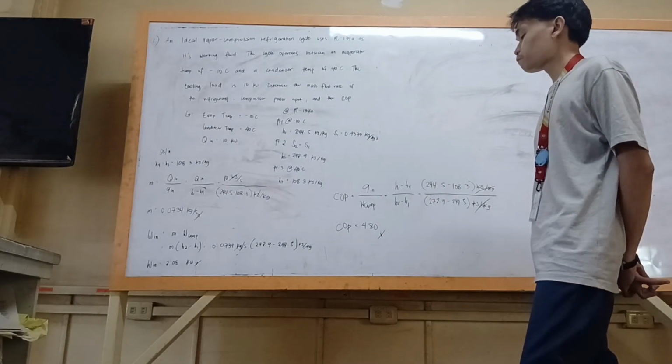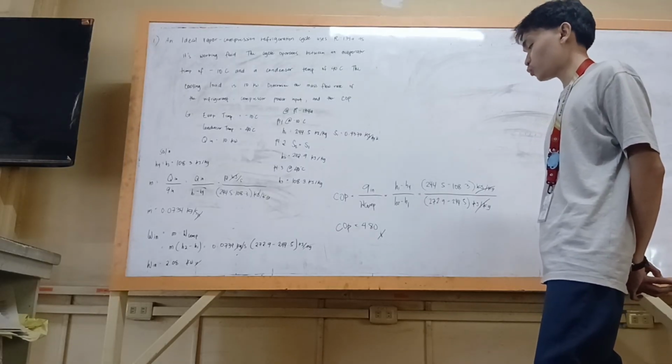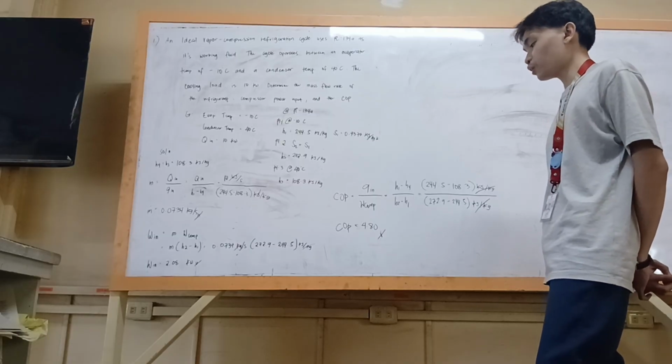Next is the COP. We have Qin over the work of the compressor, which is h1 minus h4 over h2 minus h1. So plug in the values since we already have those. We have a COP of 4.8.